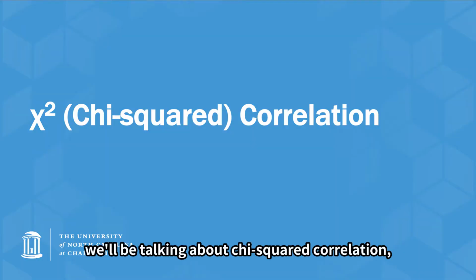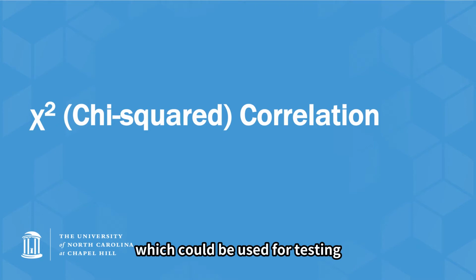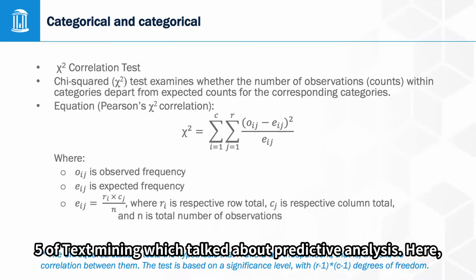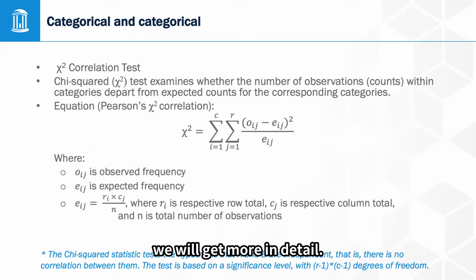In this section, we'll be talking about chi-square correlation, which could be used for testing between two categorical variables. You have seen chi-square in Module 5 of Taxonomy, which talked about predictive analysis. Here we will get more in detail.